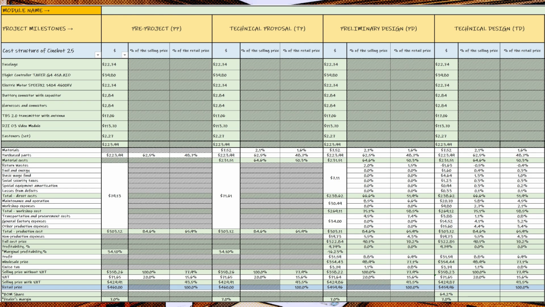In particular, we see an increase in the level of detail in the section on material costs, the appearance of values of the items, transportation and procurement costs, general factory costs, other production costs, etc. In addition, we are moving away from the conditional rough indicator of marginal profitability, and we are using the standard profitability indicator, calculated on the basis of the total cost and profit indicators.